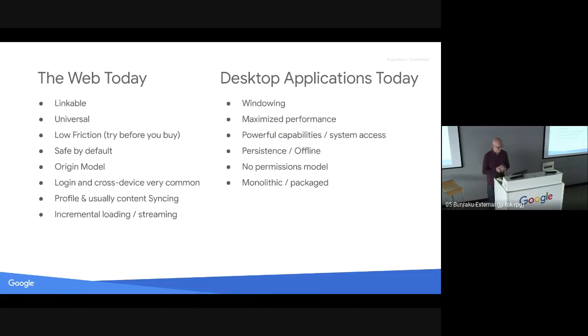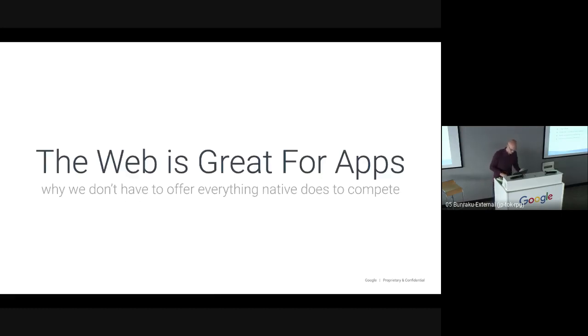So when you think about the web as a set of properties and desktop applications as a set of properties, the web has things like linkability, universality, low friction, the safe-by-default origin model, syncing across devices, and an incremental loading and streaming-based model. Whereas desktop applications have their own windowing, maximized peak performance, really powerful capabilities or sometimes just raw system access. They're generally persistent and work offline. And they tend to be fairly monolithic or packaged in how you acquire them.